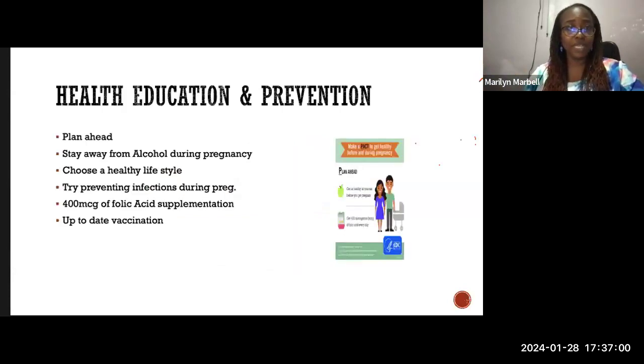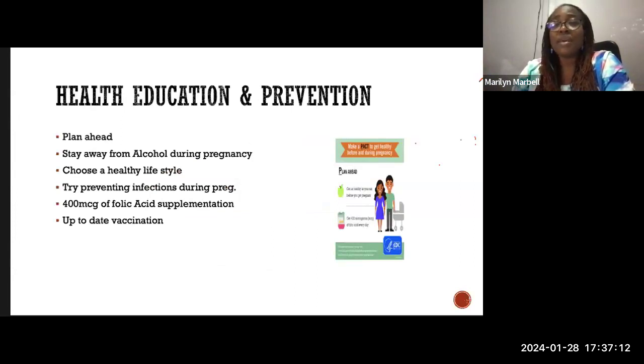Okay, let's continue. So now let's talk about health education and prevention. Before we go there, let me recap. As I've said, birth defects could be anything, any difference in the way the body is formed, the structure of the body, the way the body is functioning, or the way the baby or the body is developing.